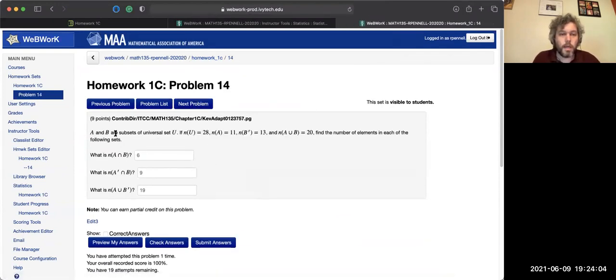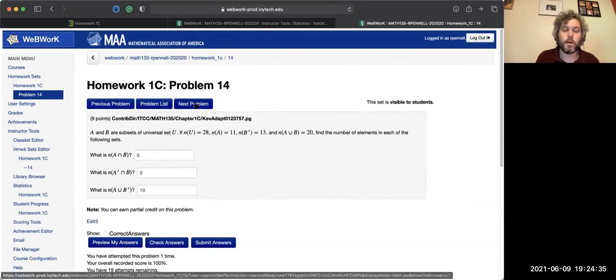Now, A and B are subsets in the universal set. The universal set is 28. A is 11. B complement is 13, and A union B is 20. You just want to draw a Venn diagram and work it out. I think if the lecture has made sense so far, this should be fairly straightforward. I don't foresee any tricks or stumbling blocks. Just fill out your Venn diagram and things should go in order.